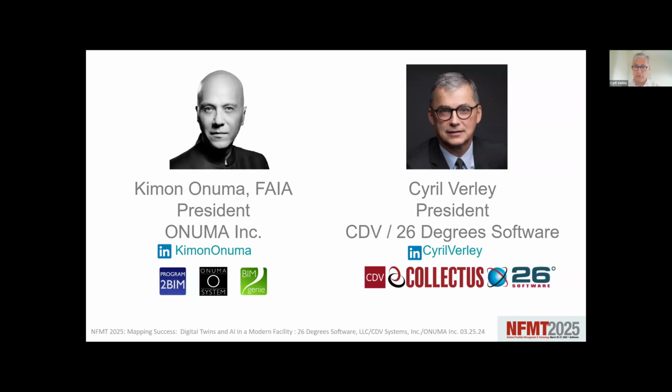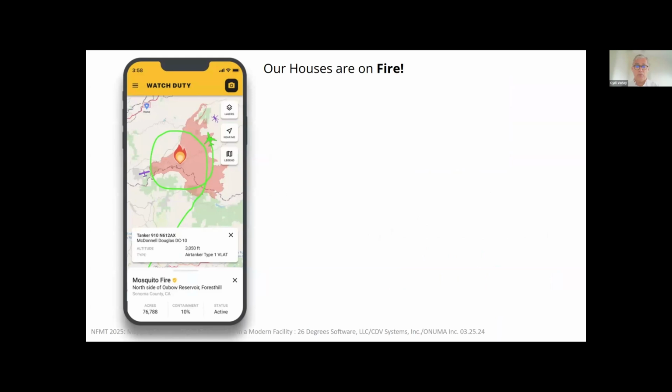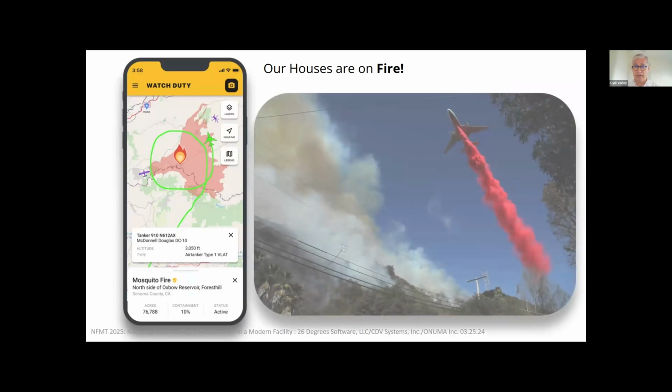The data that the owners have and should have access to needs to be open. Kimon and I are both in California, and with the recent fires that we had, both Kimon and I and thousands of people had this application called Watch Duty, an actual map that showed the live status of all the fires that were going on in California.